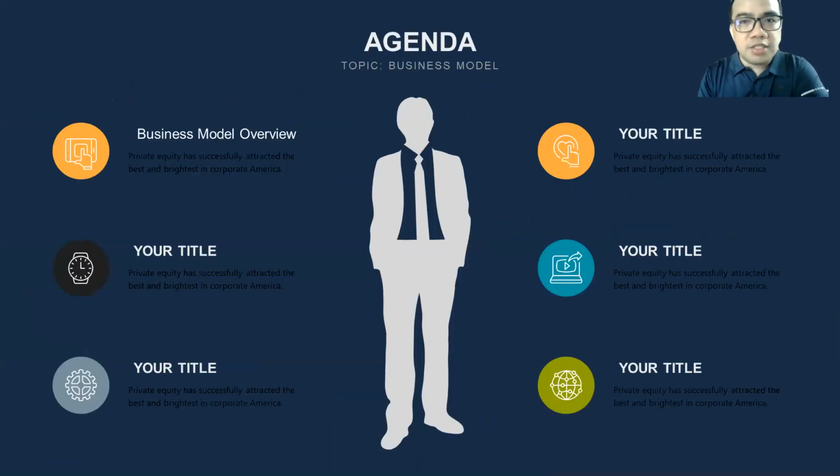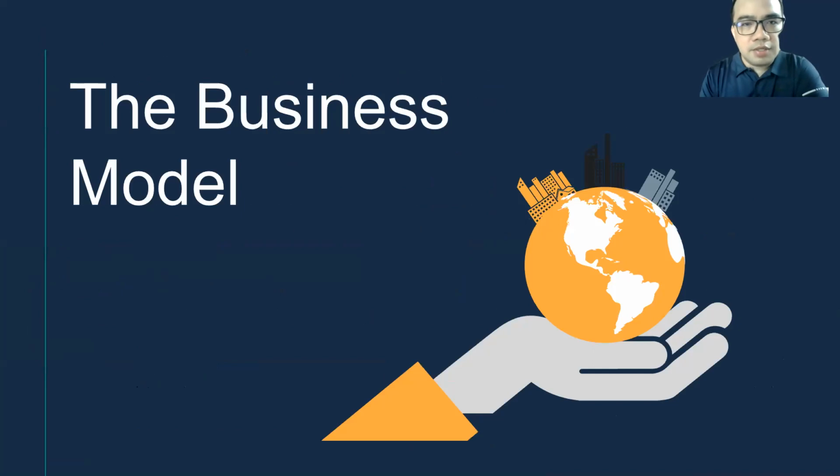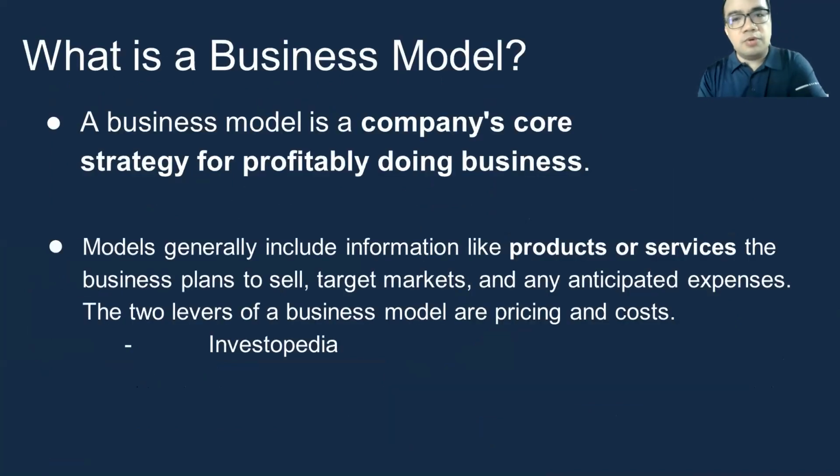So what is really a business model? We will talk about the business model, but what is its definition? A business model, as defined by Investopedia, is a company's core strategy for profitability doing business. So it's a company's core strategy. This is something that you put into a document to determine if your business is actually going to be doing well in terms of profit.